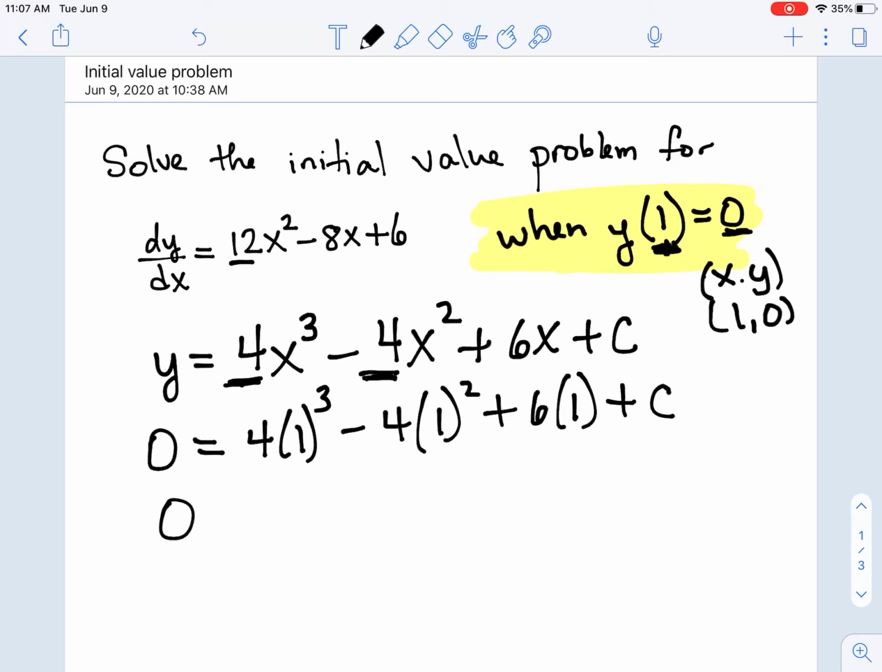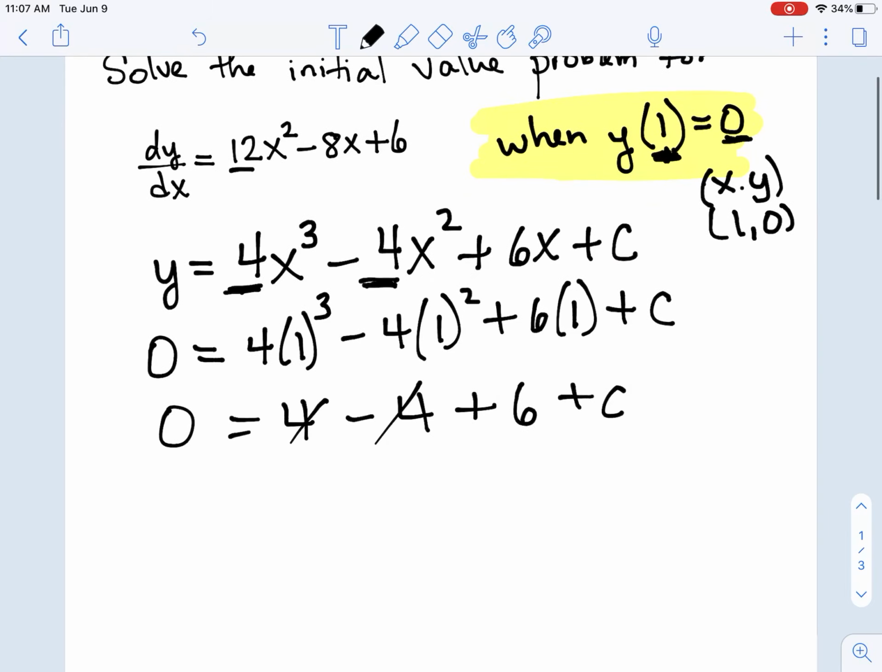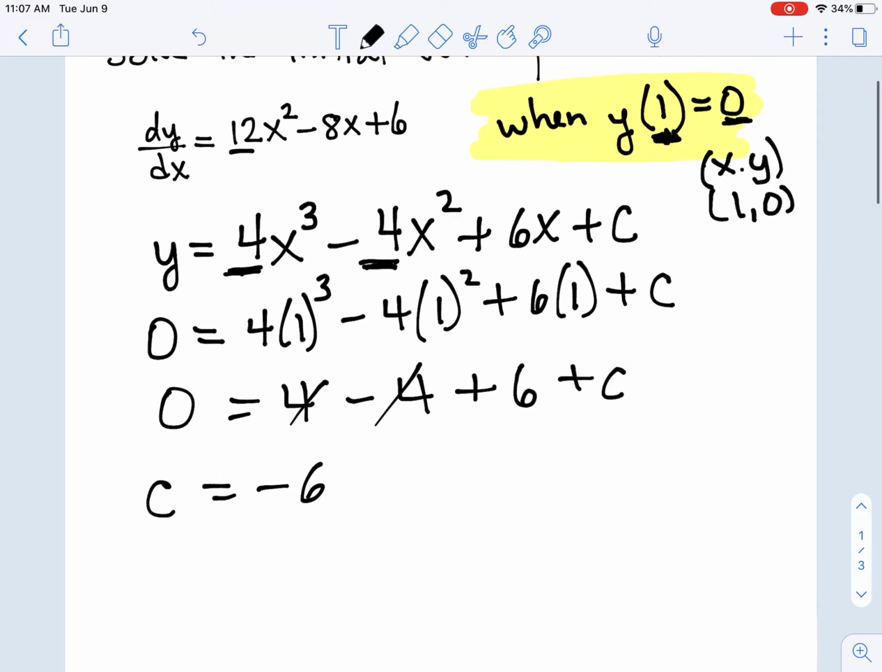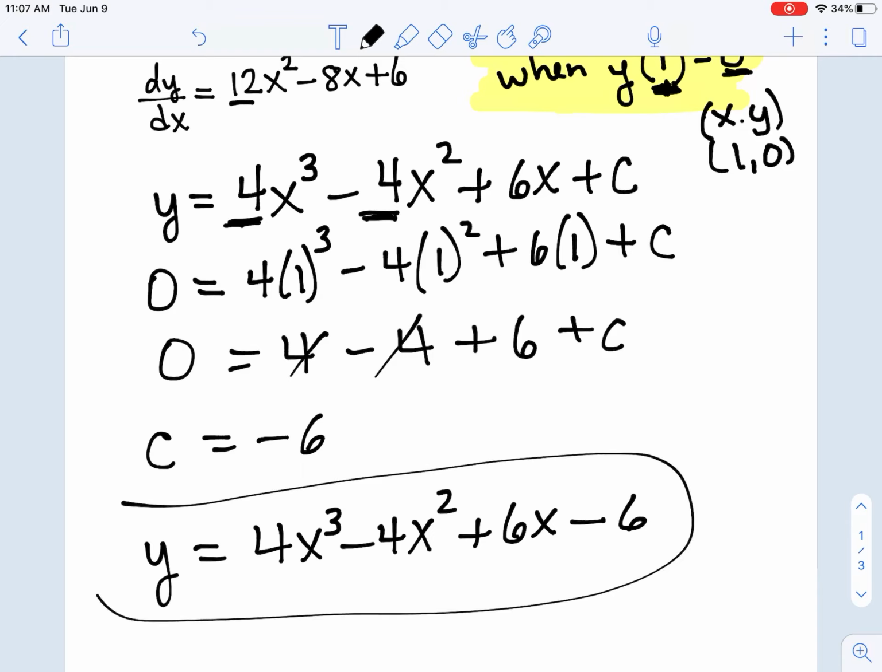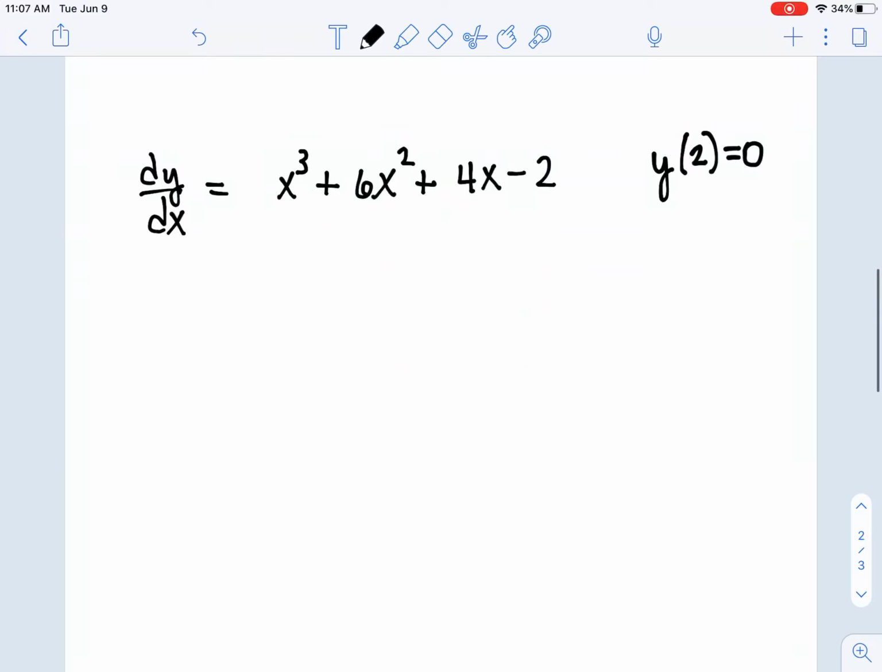So I have 0 equals 4 minus 4 plus 6 plus c. Well, this 4 minus 4 goes to 0. Subtract 6, so I get c by itself. So c equals negative 6. That means my final answer is y equals, don't forget to write that part, 4x to the third minus 4x squared plus 6x minus 6, because that's c. And that's my answer. That's all there is to it. It's super simple. It's like 15 points on your final. So do this problem.